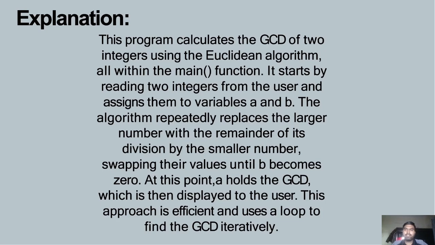This program calculates the GCD of two integers using the Euclidean algorithm, all within the main function. It starts by reading two integers from the user and assigns them to variables a and b. The algorithm repeatedly replaces the larger number with the remainder of its division by the smaller number, swapping their values until b becomes 0. At this point, a holds the GCD, which is then displayed to the user. This approach is efficient and uses a loop to find the GCD iteratively.